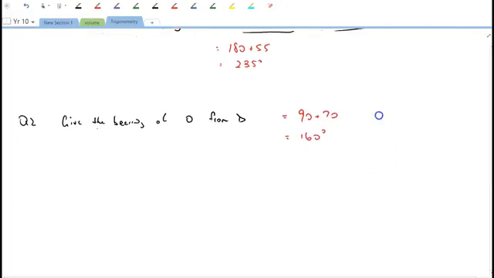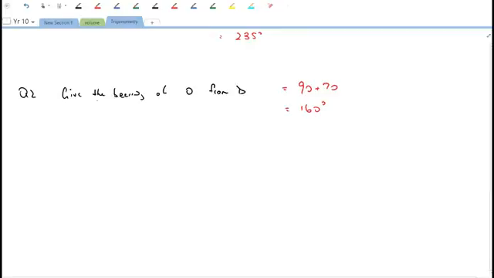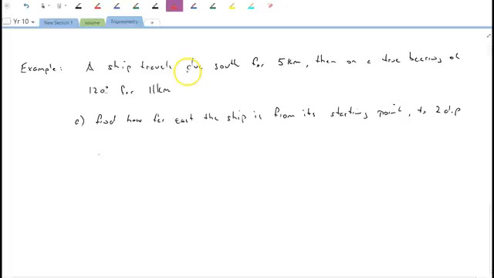Okay. Right, let's move on to another example on bearings just before I leave you to get on with the work requirements. I'll just copy this example down and then we'll get back to the working out for it. Right, so let's have a look at this question. A ship travels due south for 5 kilometers. So let's draw that little trail of the ship going 5 kilometers to the south. There's its starting point, and then now the ship is here, then on a true bearing of 120 degrees for 11 kilometers.